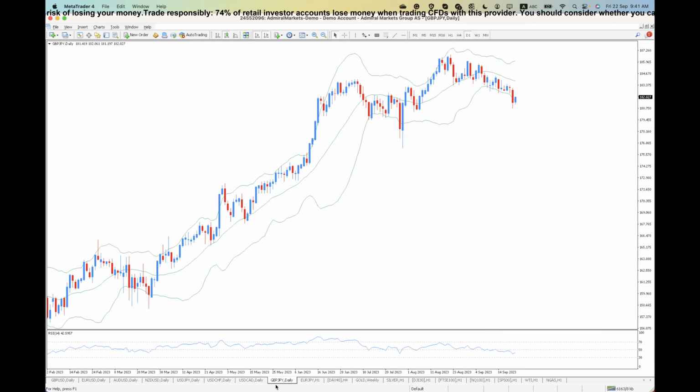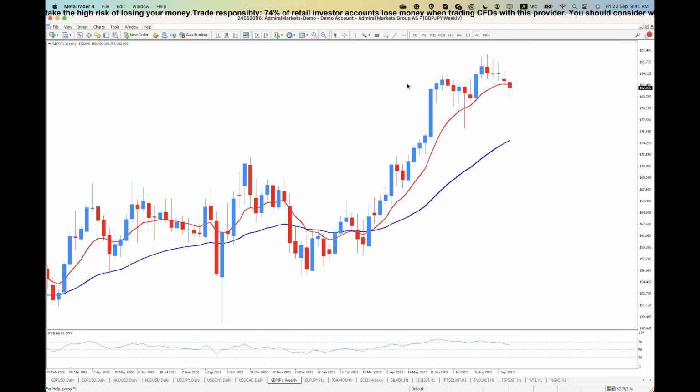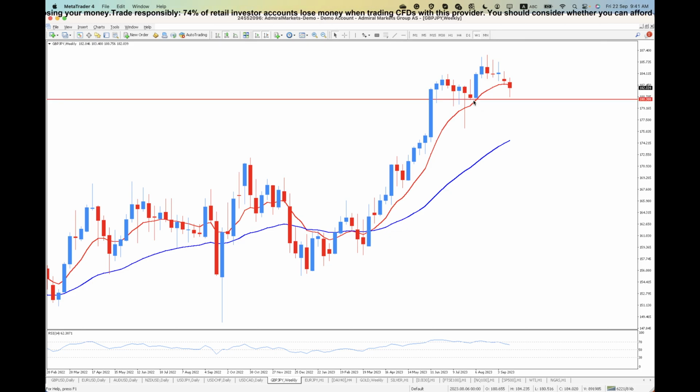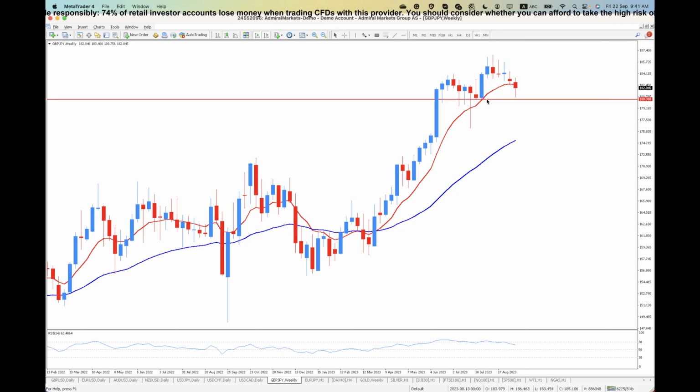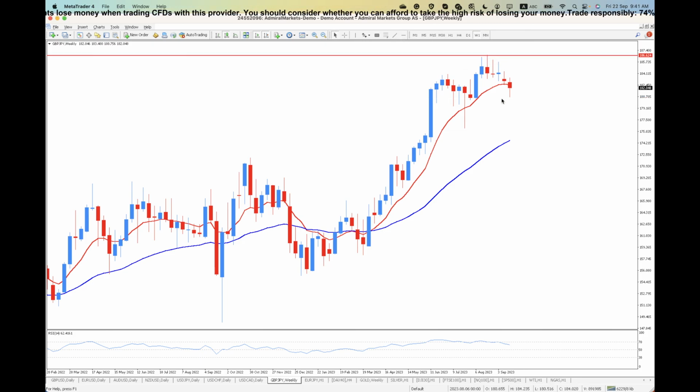Next one, pound against the JPY. And what can we see here? On the weekly chart, the support here didn't quite reach, again, as we commented so far.